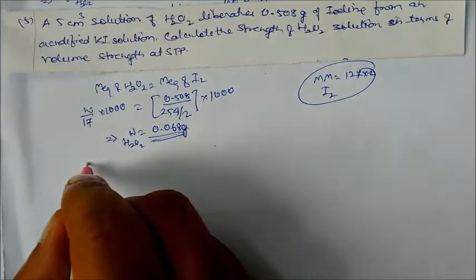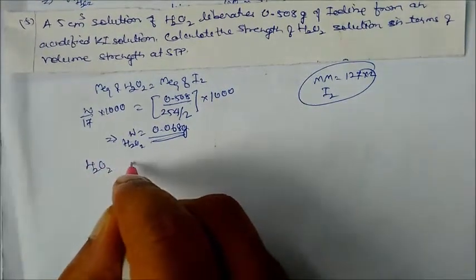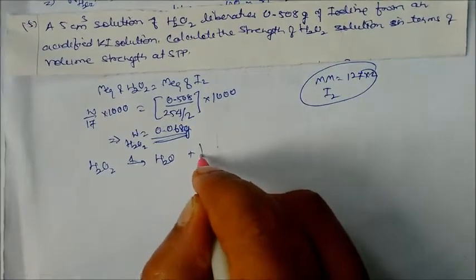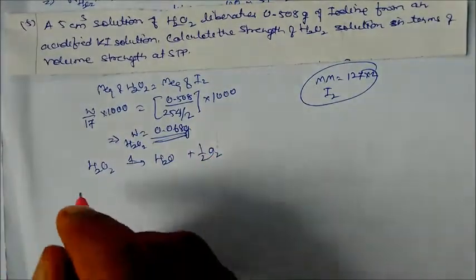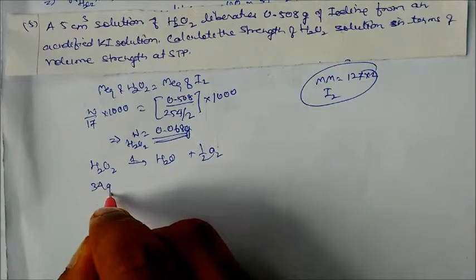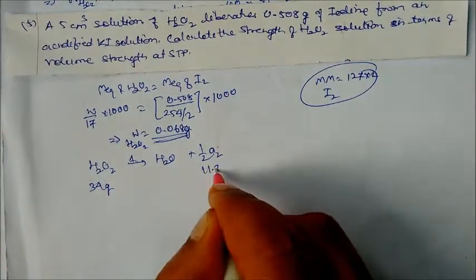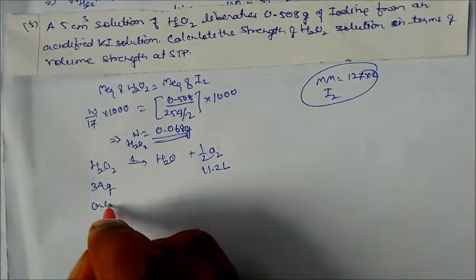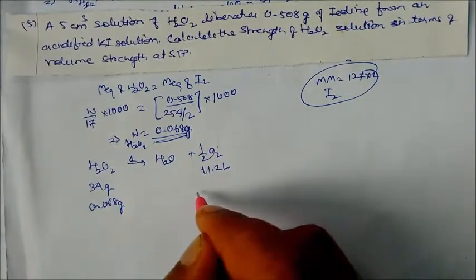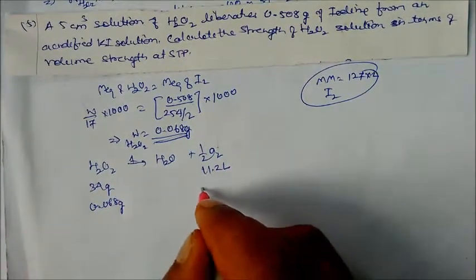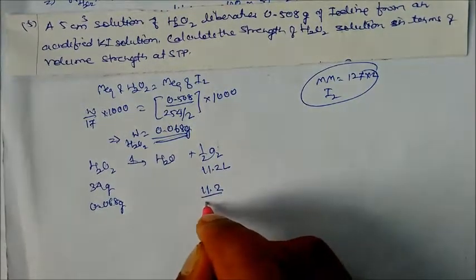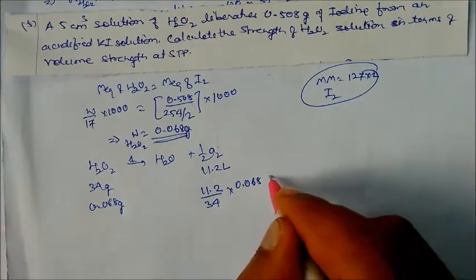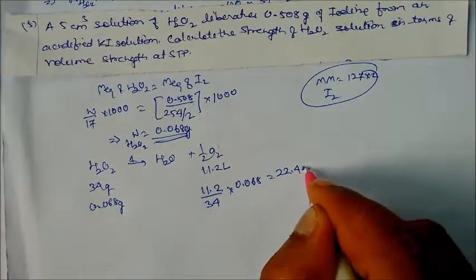Now we see here. If H2O2 you heat it, what will happen? It will give you water plus half oxygen. So 34 gram gives how much oxygen? 11.2 liters. But here we require how much? 0.068 gram. So 0.068 gram will give how much ml of oxygen? So it is very simple, divide by 34 and multiply by 0.068. So on solving we will get here 22.4 ml of oxygen.